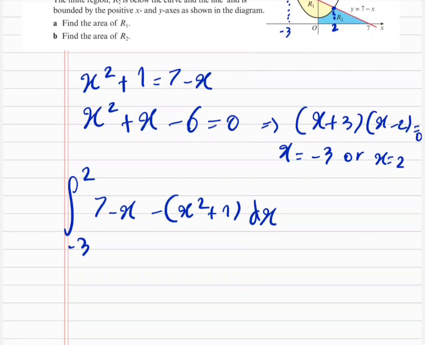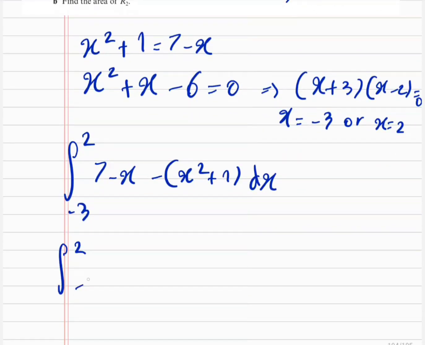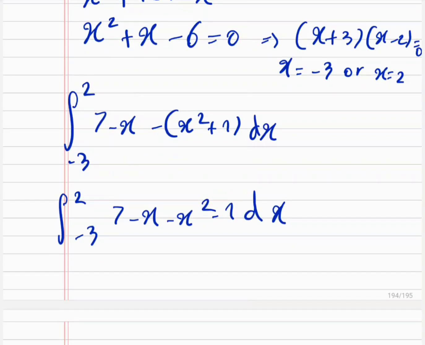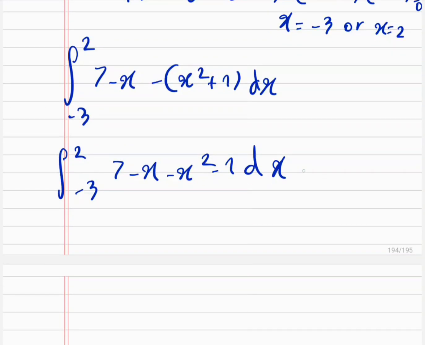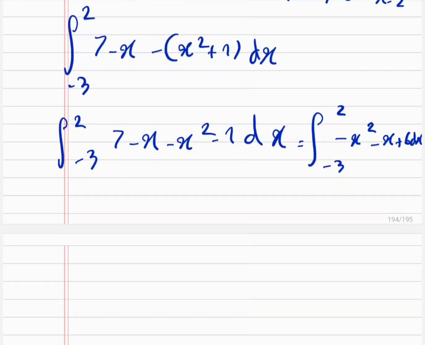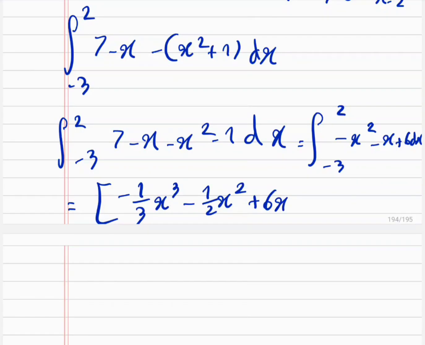Okay, so now we can solve the integral. We have the integral from minus 3 to 2 of 7 minus x squared minus 1 dx. And we can simplify the integral before integrating that. So we have minus x squared minus x plus 6. Okay, now we can integrate this. So minus x squared integrates to minus 1 over 3 x cubed, and then minus x integrates to minus a half x squared. 6 integrates to 6x.